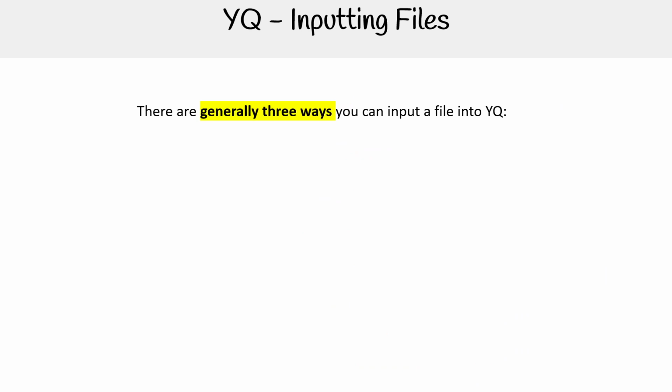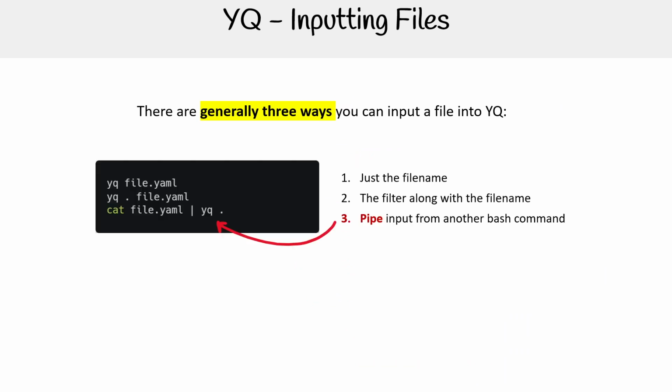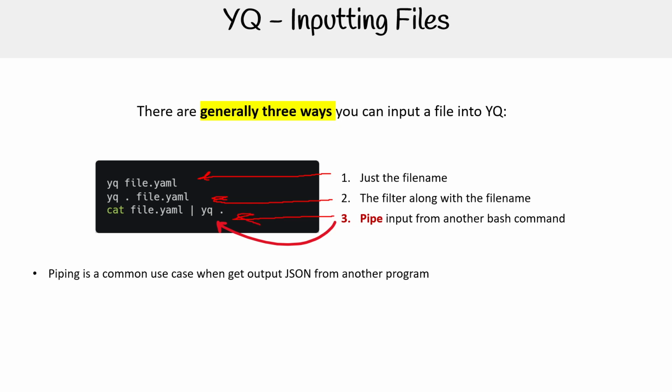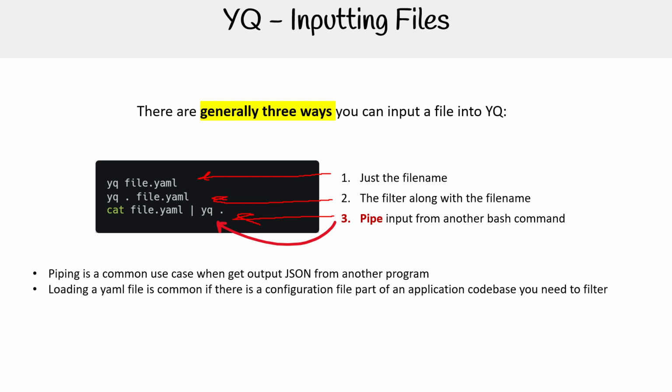There are generally 3 ways that you can input a file into yq: just the file name, the filter along with the file name, or you can pipe the input from another bash command. So just matching these up because my graphics showed up in the wrong order, but here just directly there, or you filter along the way, or you can pipe it into it. Piping is a common use case when you get JSON output from another program. Loading a YAML file is common if there is a configuration file part of an application codebase you need to filter.